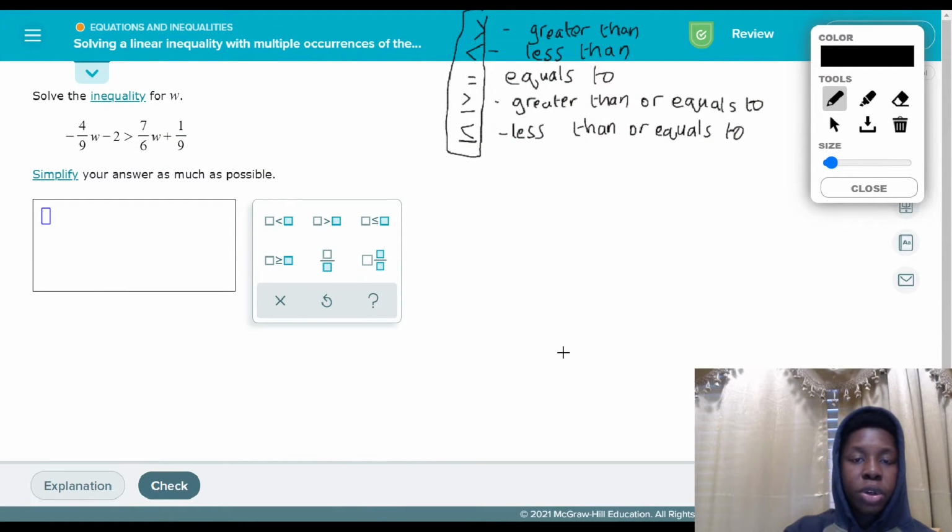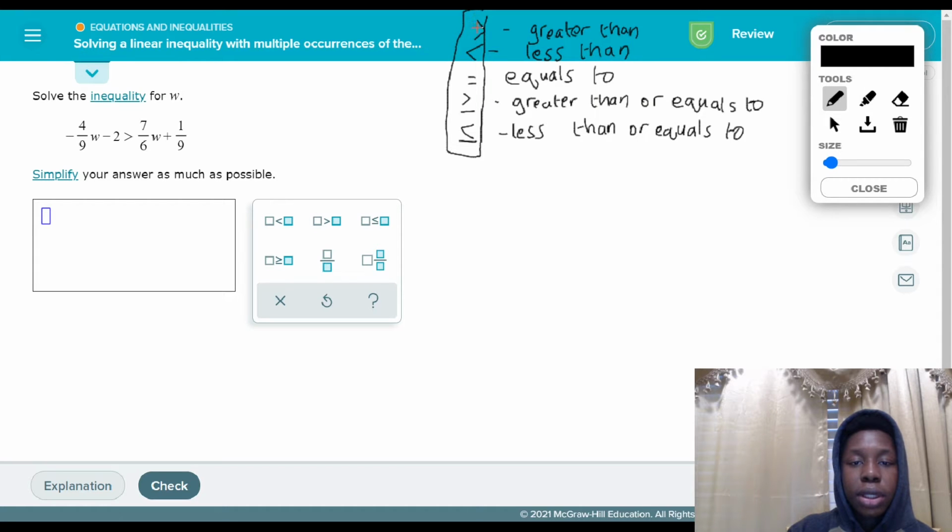My name is Babatunde Arolo, and today we're going to be talking about solving a linear inequality with multiple occurrences of the variable. An inequality basically means comparison between two or more numbers, variables or equations. So we're going to be comparing those together. And when we're comparing, we need some kind of function, and this is what I provided here. These are some of the symbols we use when comparing particular numbers, equations or variables.